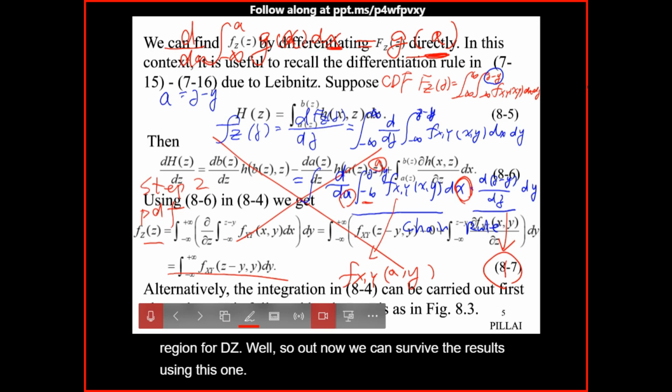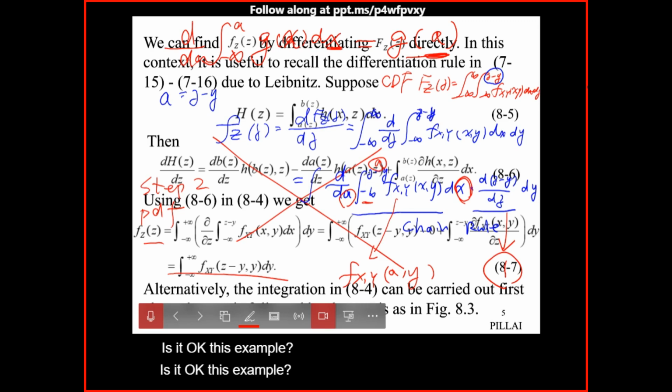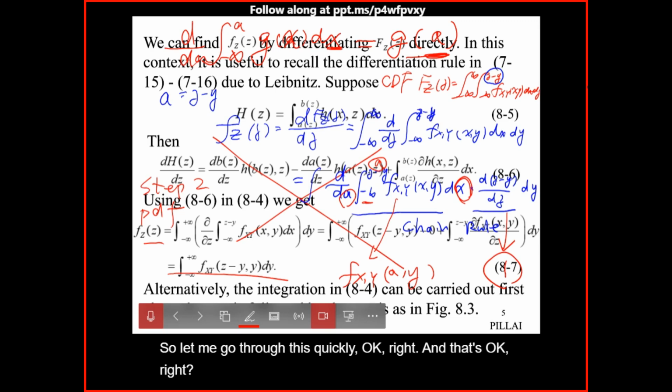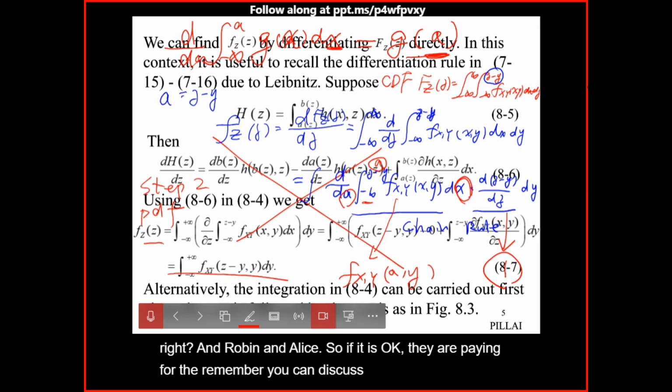Is it okay? This example. So let me go through this quickly. Are we okay, right? And that okay, right? And Robin and Alice. So if it is okay, then I think for the remainder, you can discuss with the person who understood. Now, all right.